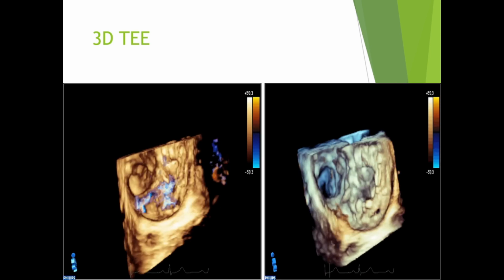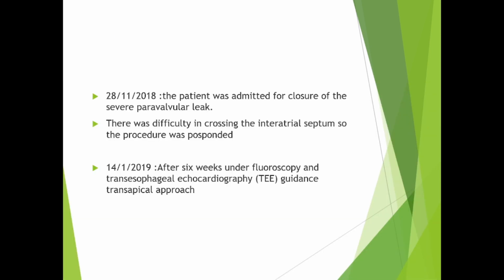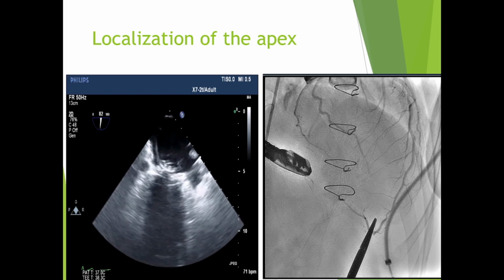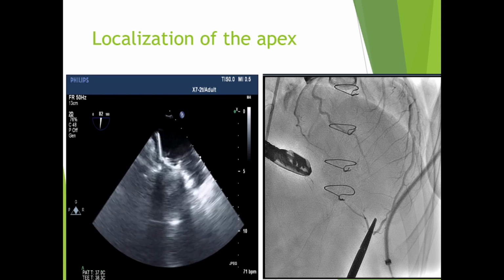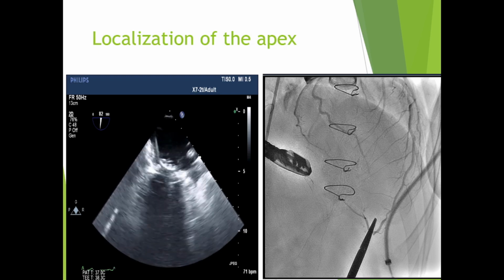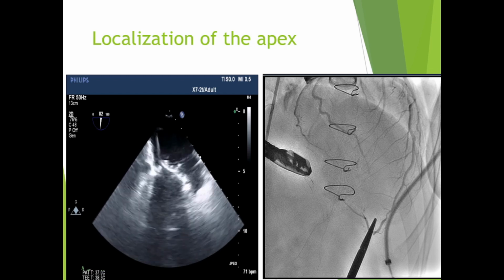So the patient was admitted for closure of paravalvular leak, and because of the 3 surgeries, there's difficulty in crossing the interatrial septum, and the procedure was postponed. After 6 weeks, he underwent the procedure under fluoroscopy and TE guiding, transapical approach. So here they are doing at the same time a shot of the coronary to localize the exact site of puncture with assessment by echo, so as to be away from the coronaries.